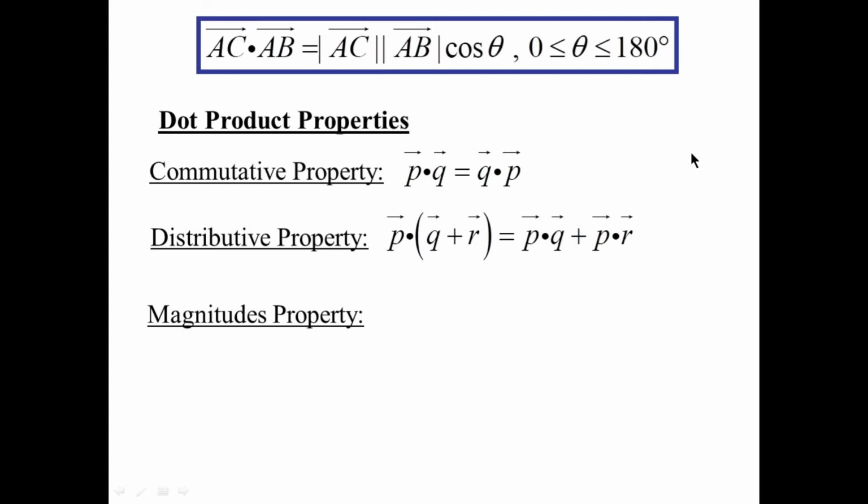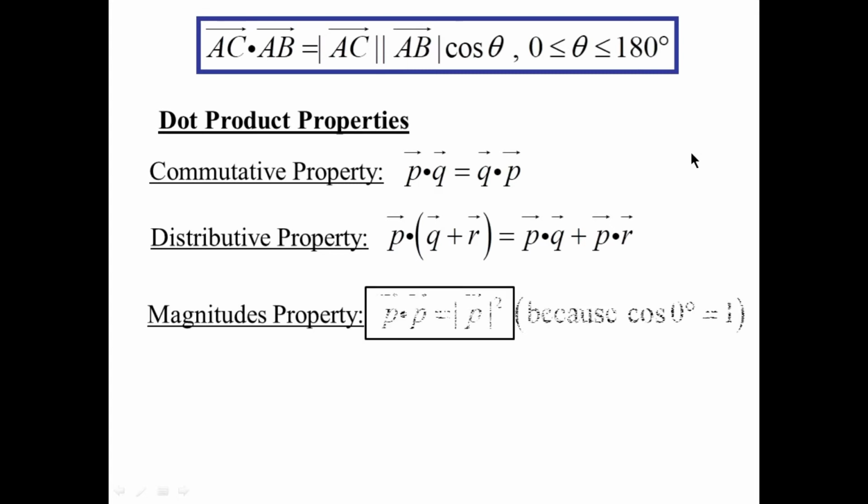Magnitudes property, I put this one in a box because this one's important. When we dot something with itself, we get the square of its magnitude. And the reason being, when we go length times cos, we're going length times length, which is length of P squared, and the cosine of 0 degrees, because that would be the angle between a vector and itself, the cosine of 0, we know from the curve, is 1. So this is just the square of its magnitude, dotting with itself.